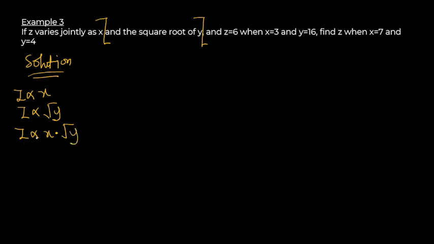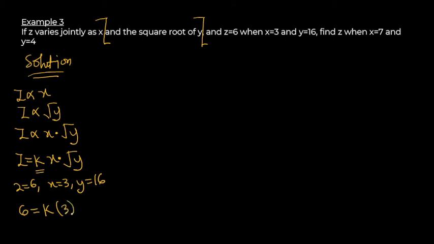To remove our variation sign, we introduce a constant k, which we multiply by x and then the square root of y. We have here when Z is 6, x is 3 and y is 16. So let's do the substitution to find the value of our constant. When Z is 6, we have 6 is equal to k multiplied by x, which is 3, multiplied by the root of what? 16.